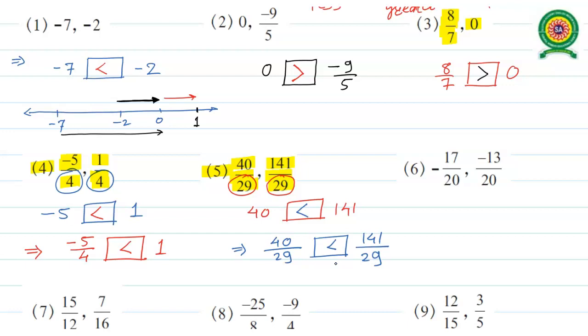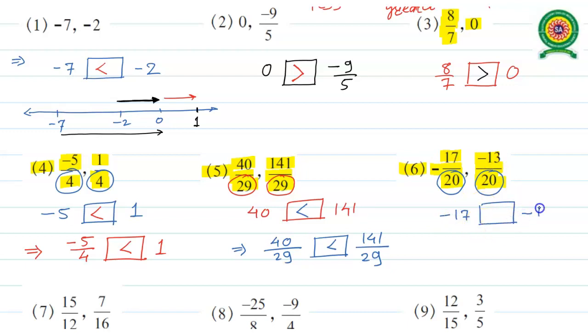Look at the next sub-question, sub-question number 6: minus 17 divided by 20 and minus 13 divided by 20. Be focused on their denominators, which are 20 and 20, identical, so we have to compare the numerators only.